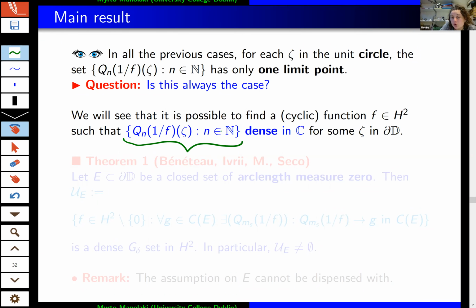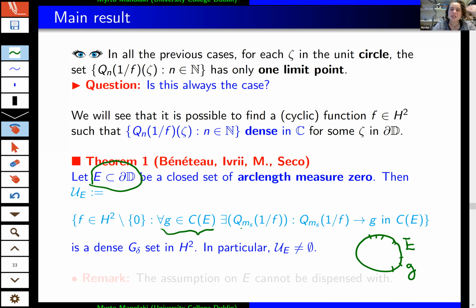So the main results. I think I have three more minutes. Our main result is the following. You fix a set on the unit circle, let's call it E, and it has arc length measure zero. So it's quite a small set. What I'm saying is that the set of all functions in the Hardy space, except the zero function of course, that have the property that for any continuous function g on E, I can find some subsequence of optimal approximants of 1 over my function which converges uniformly to g, meaning in the topology of C(E), the continuous functions.